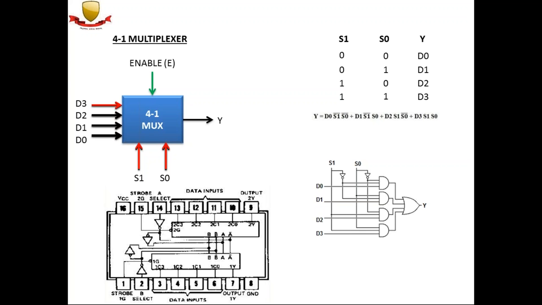This is the pin configuration of the 4 cross 1 multiplexer. In this 16 pin IC, we have two different 4 cross 1 multiplexers embedded in a single IC chip. Being an electronics engineer, it is expected that you should have a clear idea of these ICs in your mind, or you should have the data sheets of these ICs to work on the actual system.